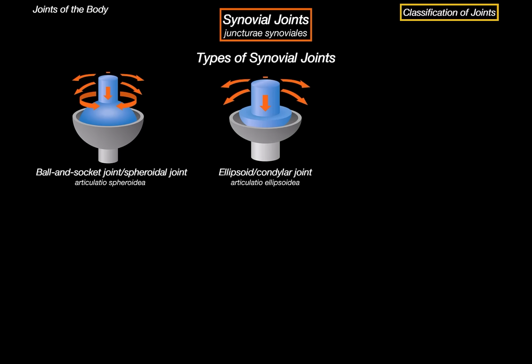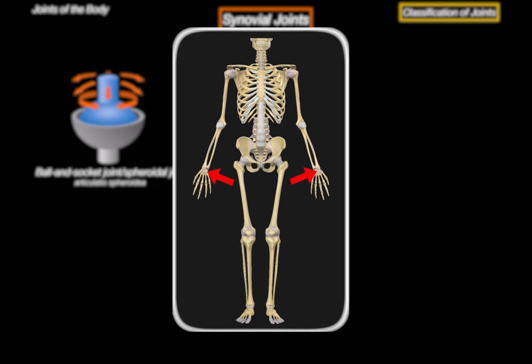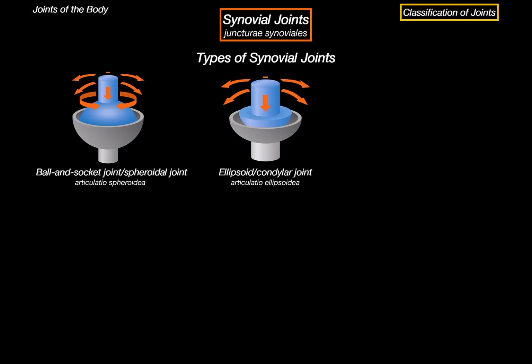Then we have the ellipsoid joint. This joint allows movement in two planes: flexion, extension, and abduction, adduction. But no rotation. A great example is the wrist joint. The oval-shaped articular surface of the radius fits against the ellipsoid shape of the carpal bones, allowing movement like bending the wrist up and down or side to side. But notice it can't rotate as freely as in a ball and socket joint.